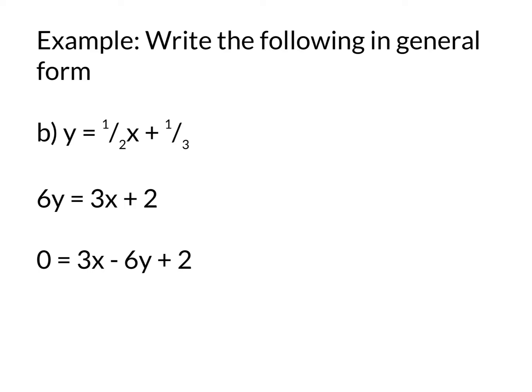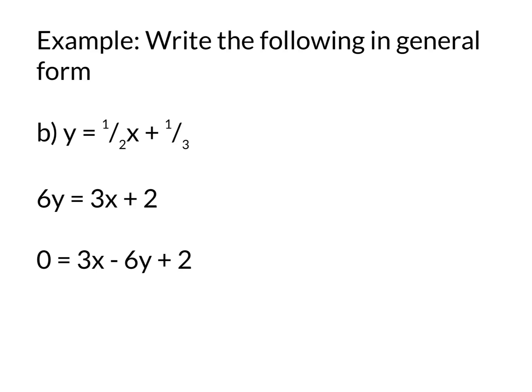For our second example, y equals a half x plus a third. So once again, multiply by the lowest common denominator, which would be 6, giving us 6y equals, and a half of 6 is 3, so 3x, and a third of 6 is 2.